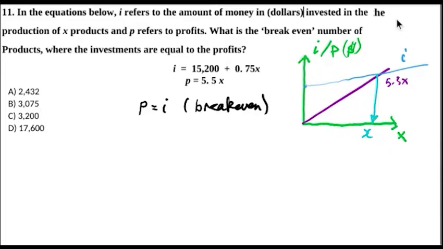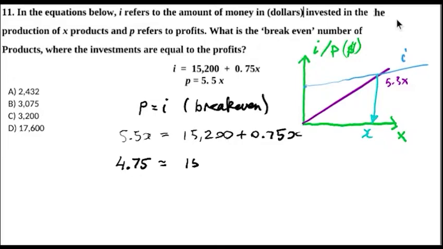Okay, now what we need to do is just solve the maths. So 5.5 by x is equal to 15,200 plus 0.75 by x. And when I bring across the 0.75, I'll get 5.5 minus 0.75, which is 4.75. And then on the other side I have 15,200.